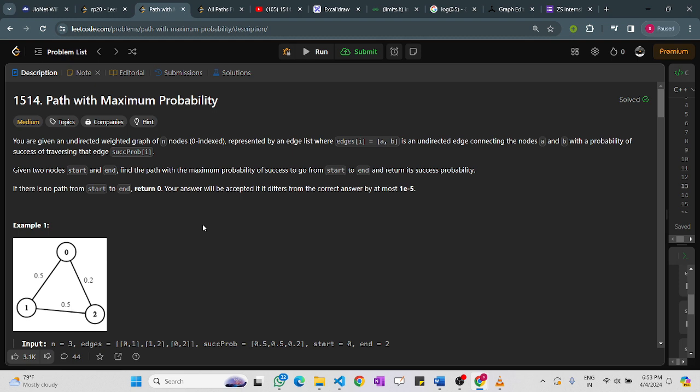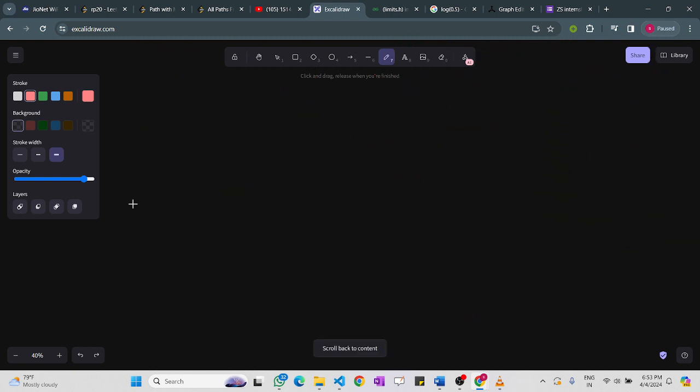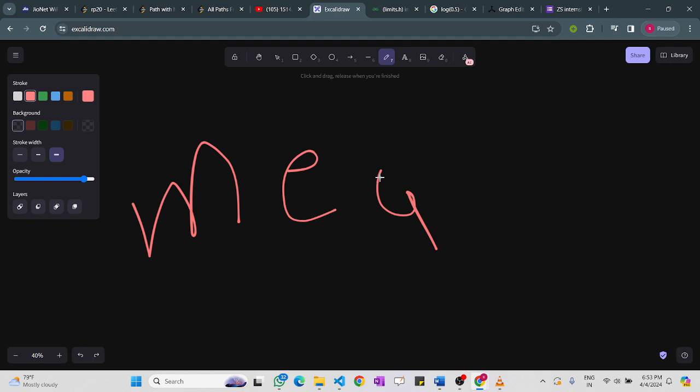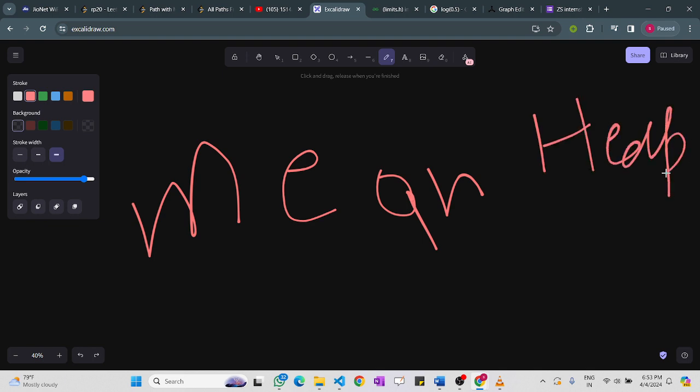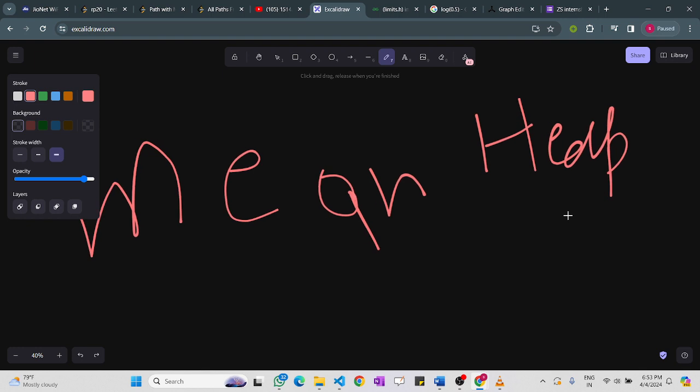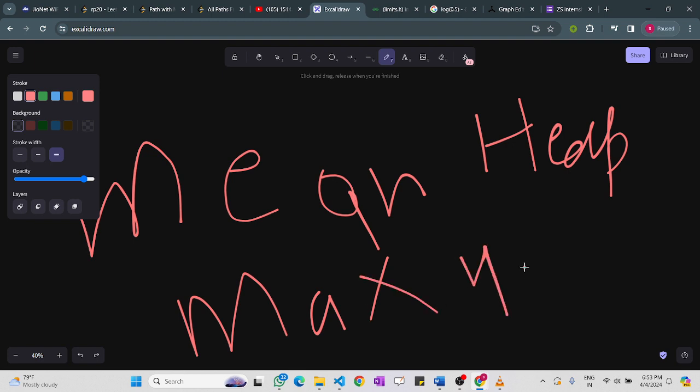So what slight modification do you have to make? In Dijkstra, you are using min, because you have to take care of the minimum possible path to reach from one node to another. But in order to solve this problem, instead of min you have to use max. That is the catch. You have to use max instead of min.